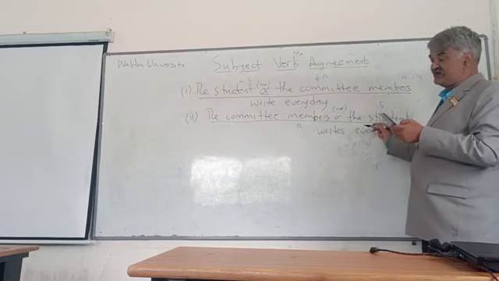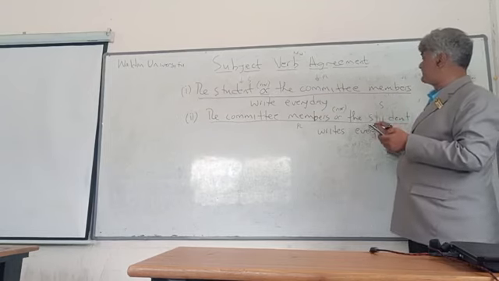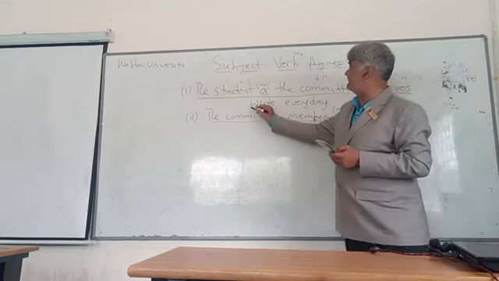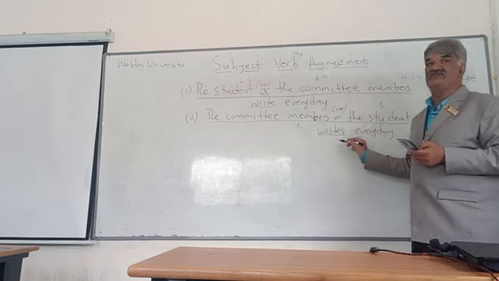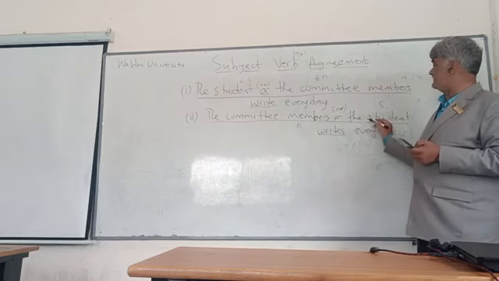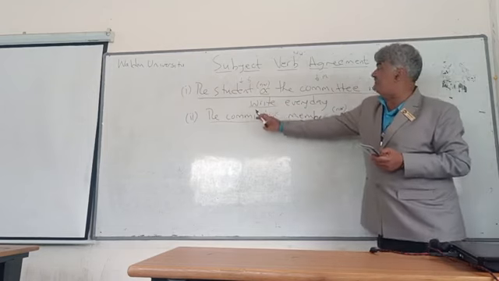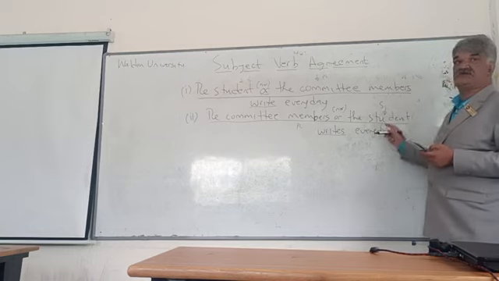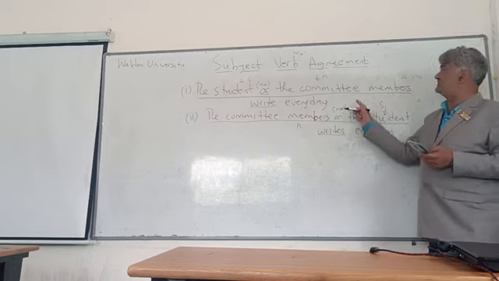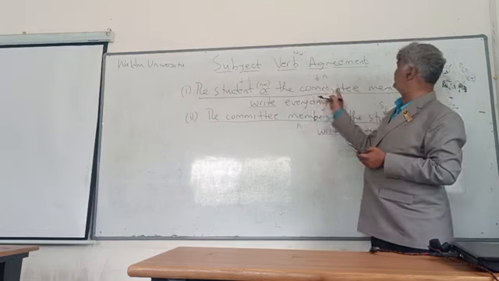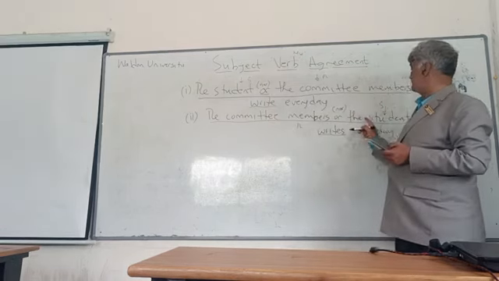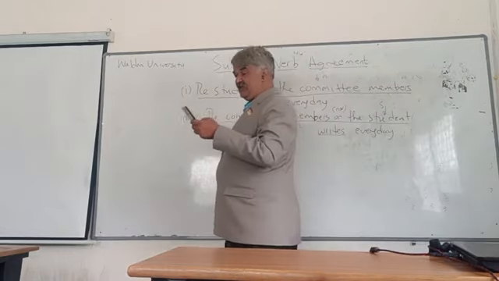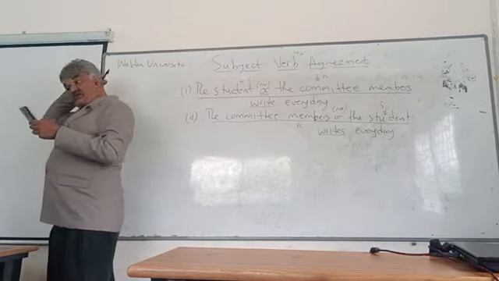The verb should agree with the part of the subject closest to the verb. Here the verb is write, here the verb is write. It should agree with the part of the subject which is closest. So this one is closest, so this is plural. Now, this one is singular, this is closest, this is singular. Closest to the verb.